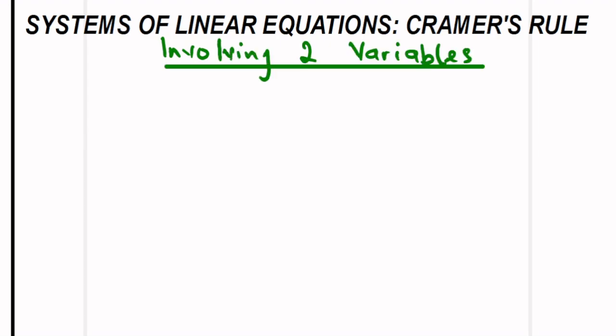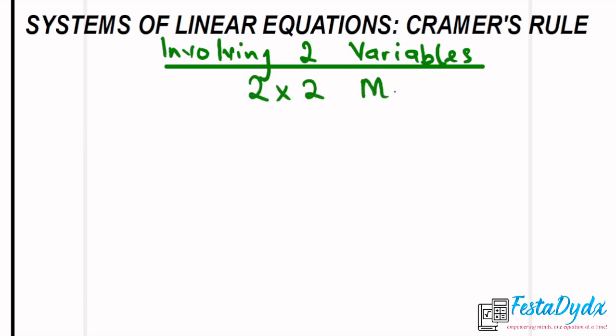That way, if we're working with two variables and I'm changing it to a matrix form, it's going to give us a 2 by 2 matrix. I want us to have this in mind: a two variable equation gives us a 2 by 2 matrix.